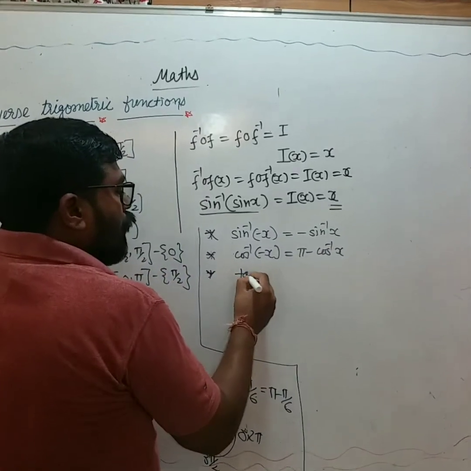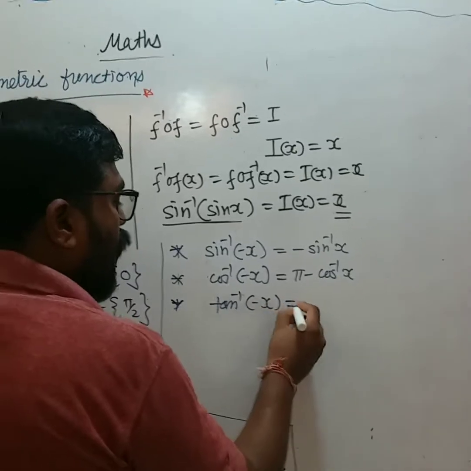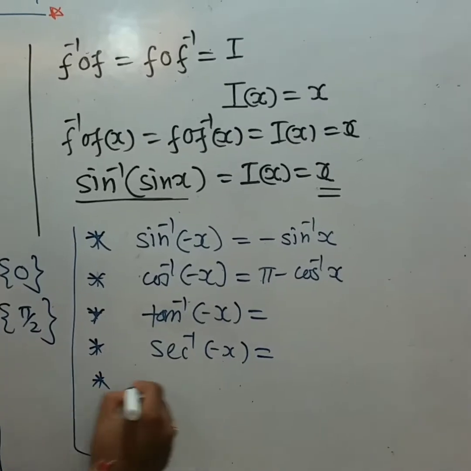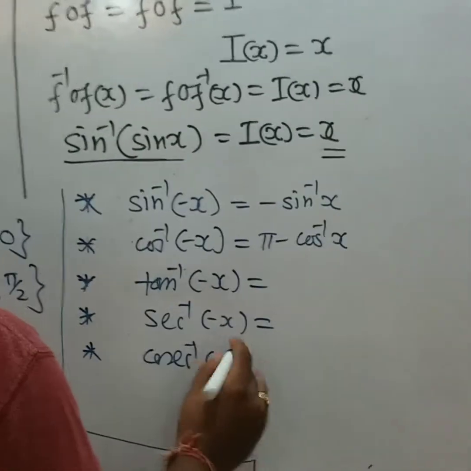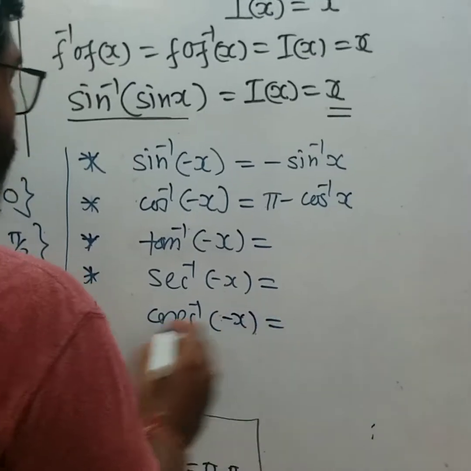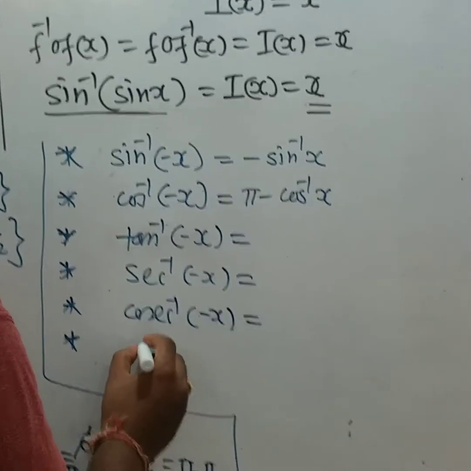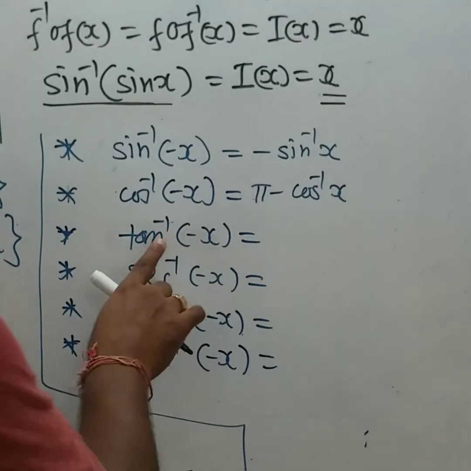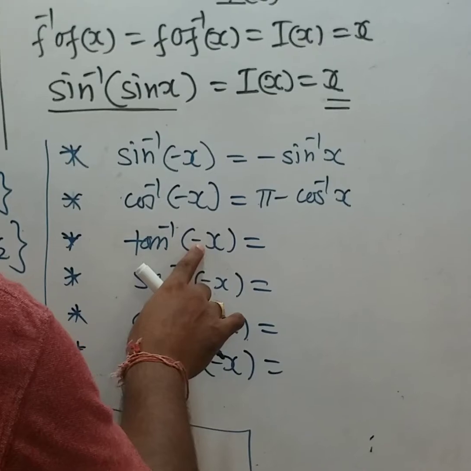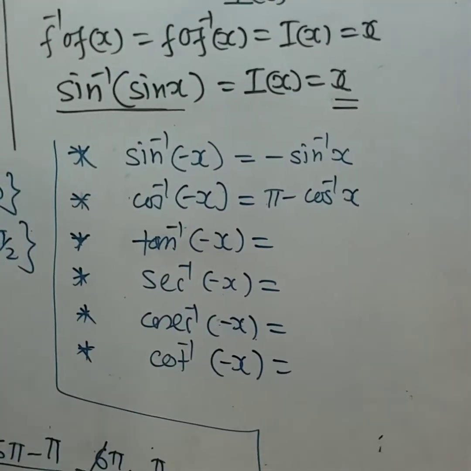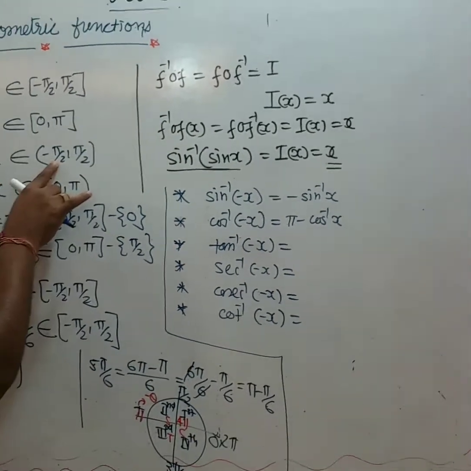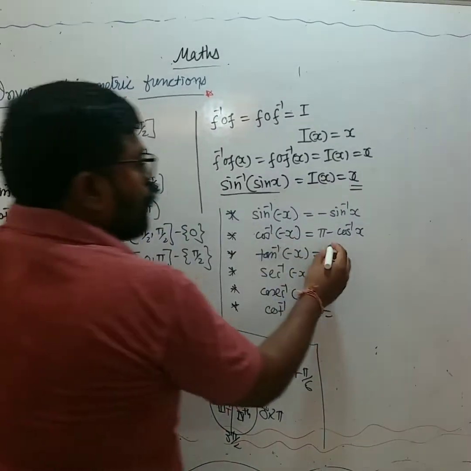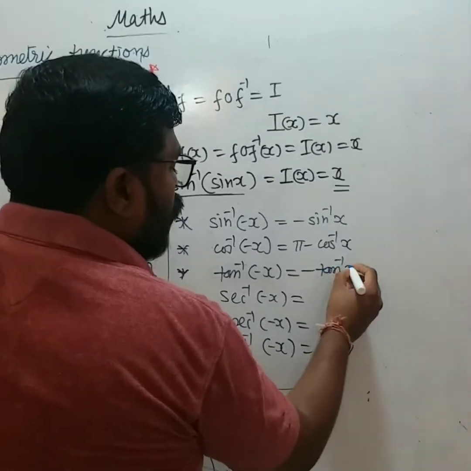Similarly, what is the value of tan inverse of minus x? What is the value of sec inverse of minus x? What is the value of cosec inverse of minus x? And what is the value of cot inverse of minus x? See here, tan inverse of minus x. The range of tan inverse is minus pi by 2 to pi by 2, and negative values are present here, so we can write minus tan inverse x.